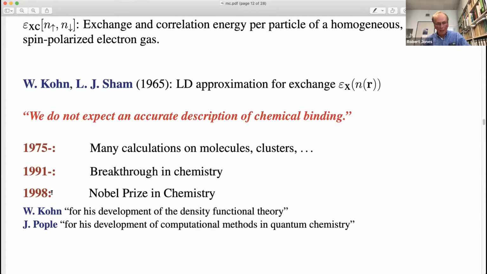In fact, it was so dramatic that in 1998, only 7 years after this, but over 30 years after the first papers, Walter Kohn was awarded the Nobel Prize, or half the Nobel Prize, for his development of the density functional theory. Today, the density functional theory is certainly the most widespread method of calculating electronic properties in extended systems. It is also probably now the most widespread method used in calculations of molecules and systems of interest to chemists.